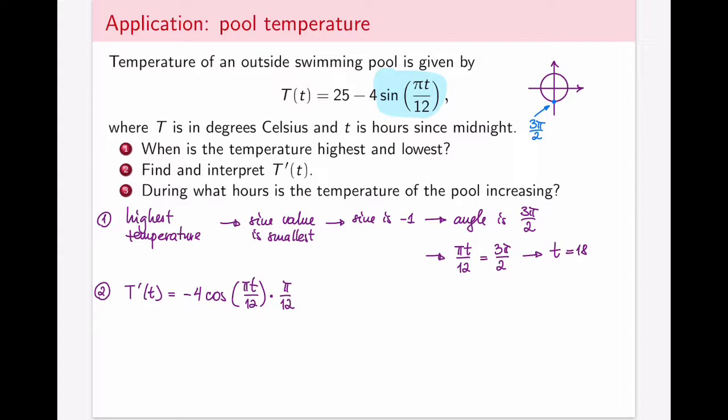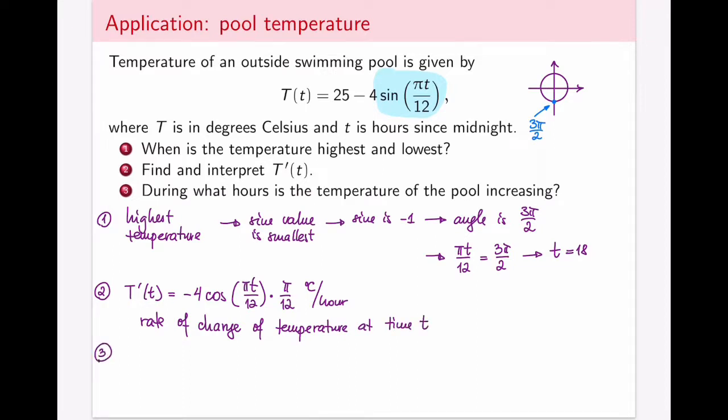Now we're asked to also interpret this. Let's first of all think about the units. So it's the derivative of big T with respect to little t. The units of big T are in degrees Celsius, and the units of little t are hours. So this is Celsius per hour. And in terms of interpretation, remember that the derivative is simply the rate of change. And here what we're seeing is it's the rate of change of temperature at any given point in time. So in this particular case, at time t.